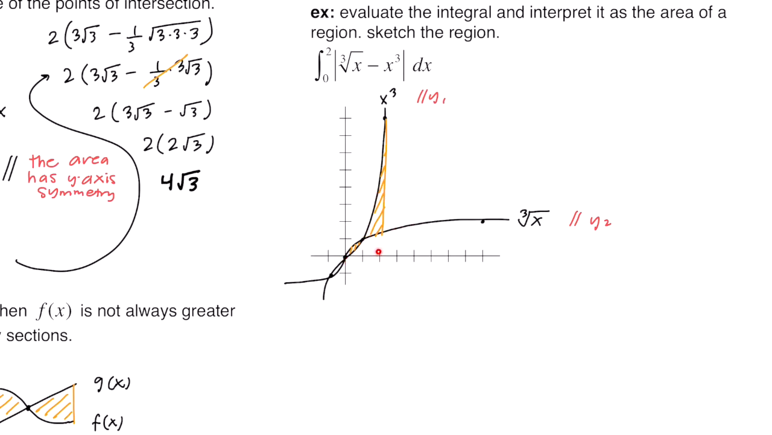So we could set this up as two separate integrals. We could say the integral from 0 to 1 of the cube root of x minus x cubed plus the integral from 1 to 2 of x cubed minus the cube root of x. Or using a calculator, we could just plug this right in using the absolute value. Either method will give you the same answer.